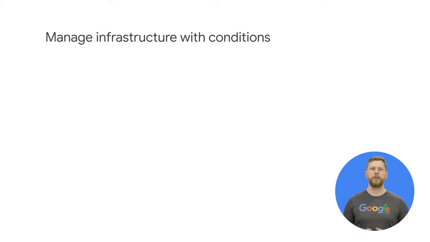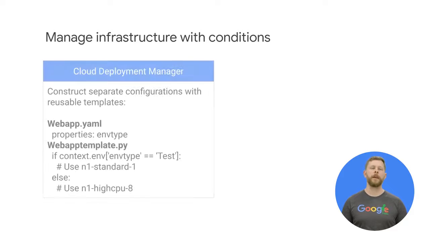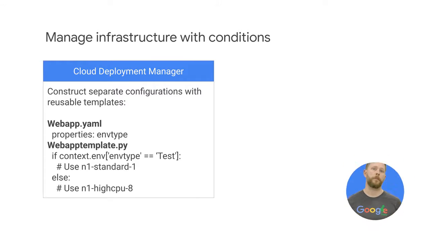Both Deployment Manager and Azure Resource Manager enable you to manage infrastructure with conditions to create or omit certain resources. In Deployment Manager, you can set a property in the deployment configuration file. You can pass this property to a template that launches a different VM based on the value of that property.